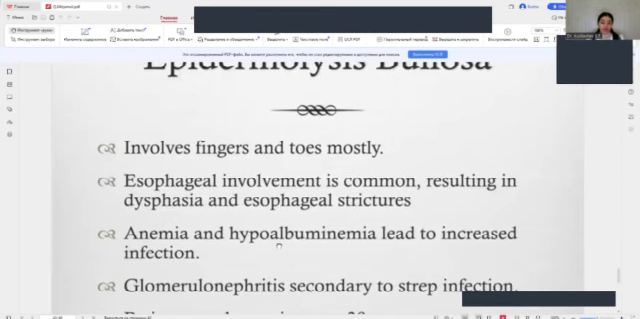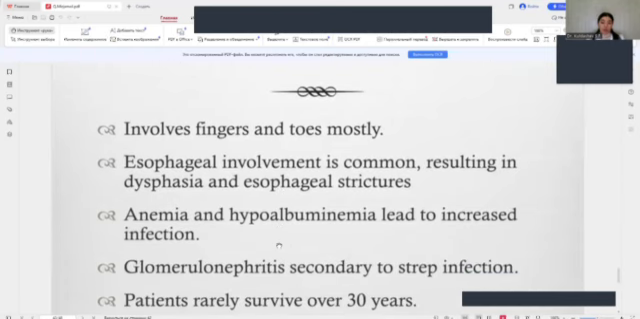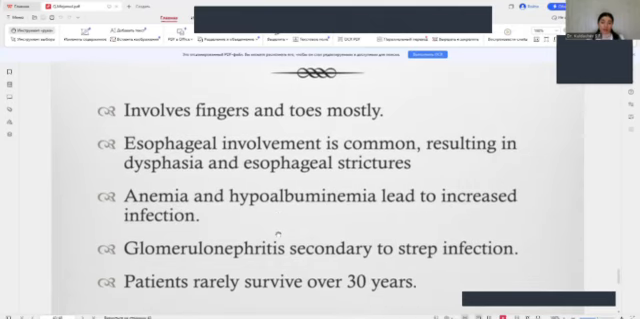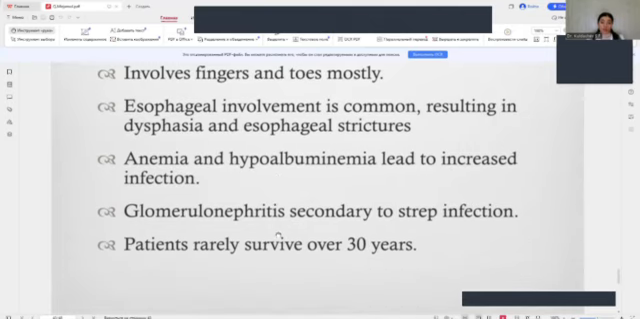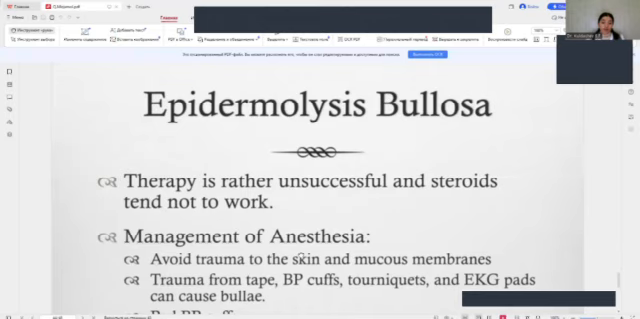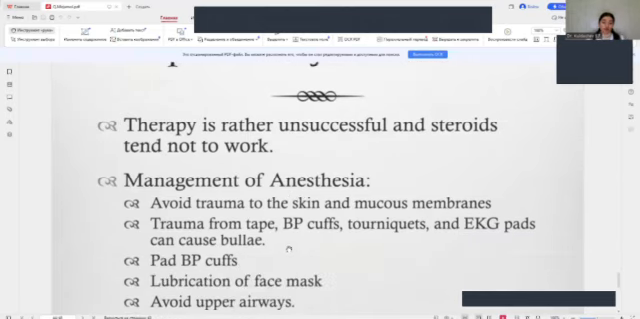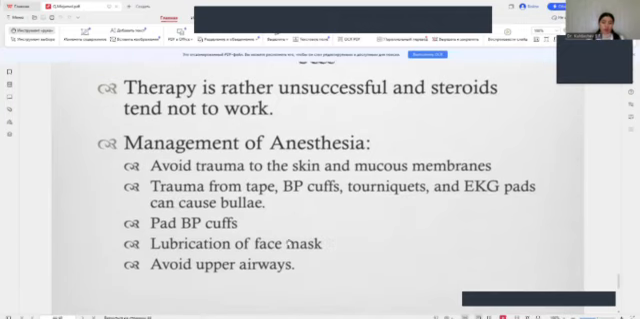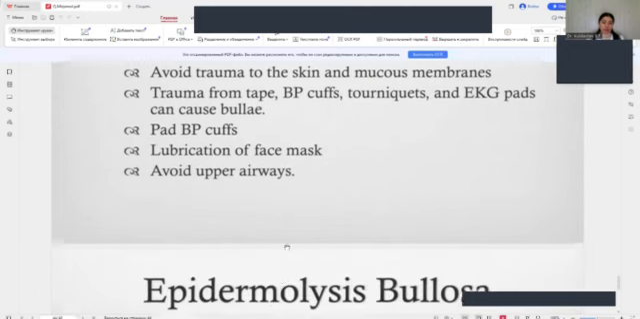Esophageal involvement is common, resulting in dysphagia and esophageal strictures. Anemia and hypoalbuminemia lead to increased infection. Glomerulonephritis secondary to strep infection occurs, and patients rarely survive over 30 years. Therapy is rather unsuccessful and steroids tend not to work. Management of anesthesia: avoid trauma to the skin and mucous membranes, trauma from tape, pads, BP cuffs, and etc.